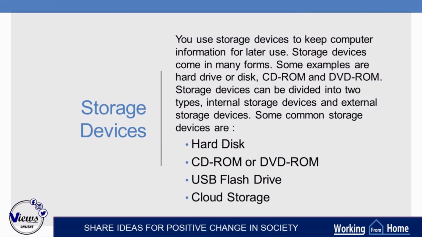Storage devices. You use storage devices to keep computer information for later use. Storage devices come in many forms. Some examples are hard drive or disk, CD-ROM, and DVD-ROM. Storage devices can be divided into two types: internal storage devices and external storage devices. Some common storage devices are hard disk, CD-ROM, DVD-ROM, USB flash drive, cloud storage.